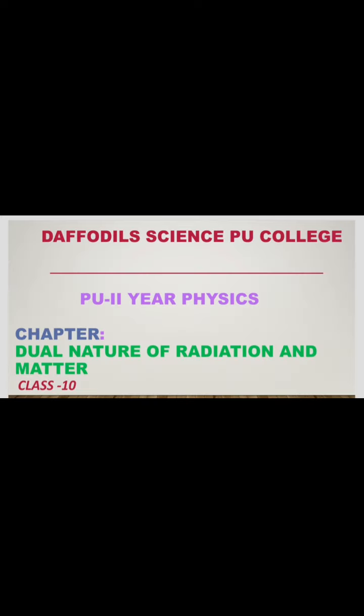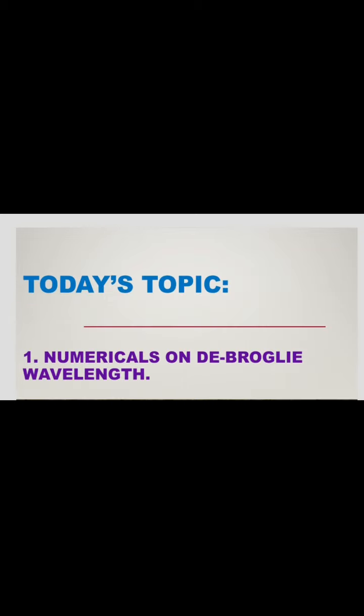PU Second Year Physics. Chapter name: Dual Nature of Radiation and Matter. Today's class number is 10. Today's topic: Numericals on de Broglie wavelength. Before solving the numericals, all of you recollect the formulas. Already I have explained all these things.